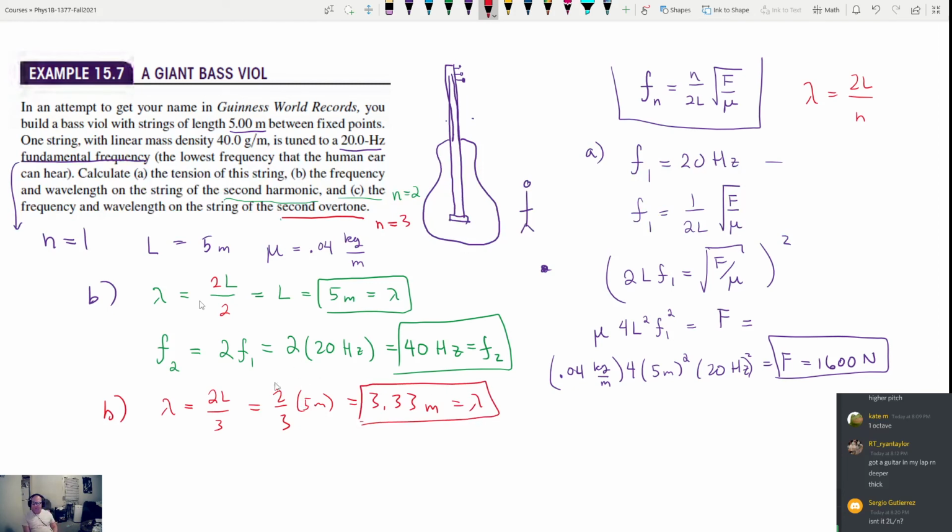And then we want to find the frequency. F3 is just 3 times F1. So that should be 60 hertz. And there we go. Now things are looking more correct. Yeah. Any questions?